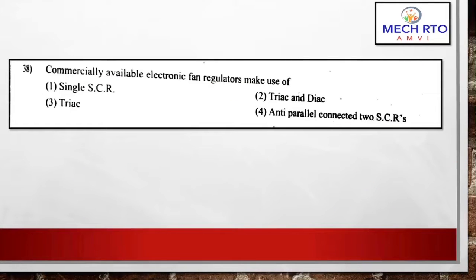Commercially available electronic fan regulators make use of: single SCR, triac and diac, or triac anti-parallel connected to SCR. It is basically asking what kind of triac or diac circuit fan regulators make use of to control the speed or the alternating current. So here the correct answer would be option 2, that is triac and diac. They basically use both, right?